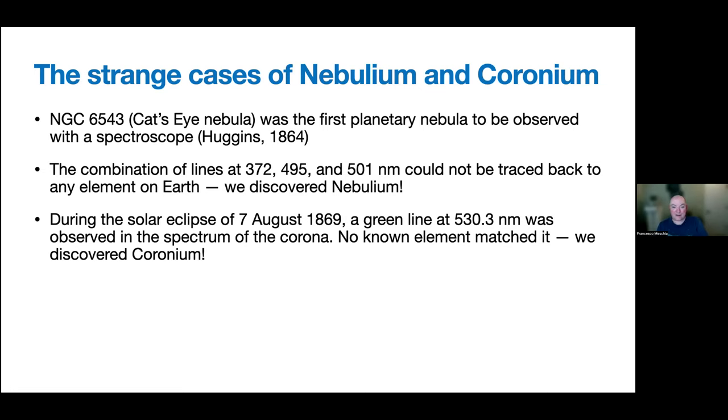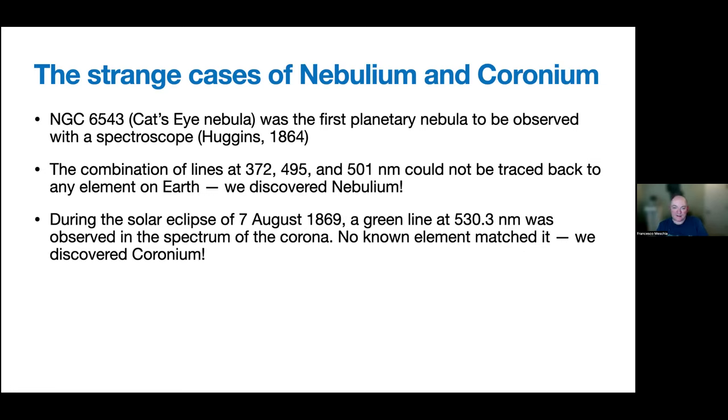Five years later, in 1869, there was a solar eclipse on August the 7th, and two different teams of astronomers took a spectrum of the corona. They found a green line at 530.3 nanometers that, again, could not be associated with any element known on Earth. And so they christened another previously undiscovered chemical element, and they called it coronium.